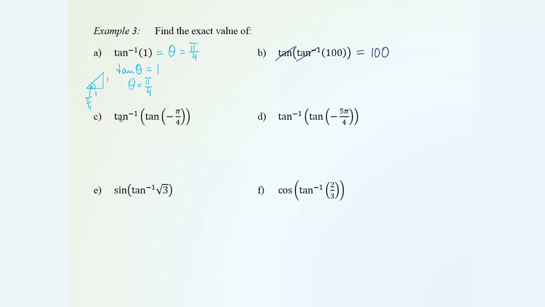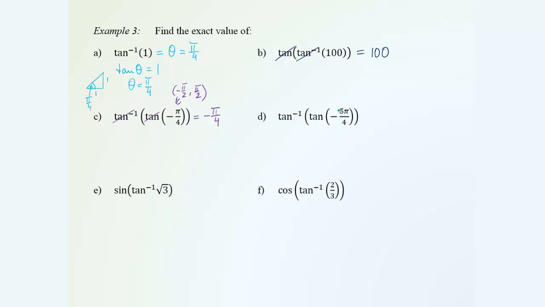But for the composition of tangent with arctangent, we need to watch if our angle is in the restricted domain. So the question is, is it between negative pi half and pi half or not? Well, in this case, yes it is. So we don't have to worry, we can just reduce these two inverse functions. We end up with negative pi quarter.